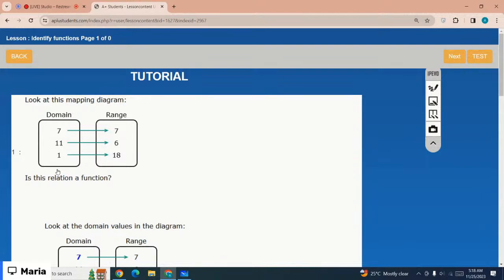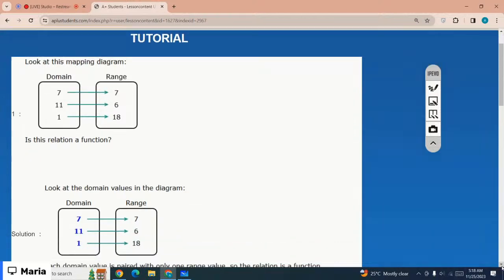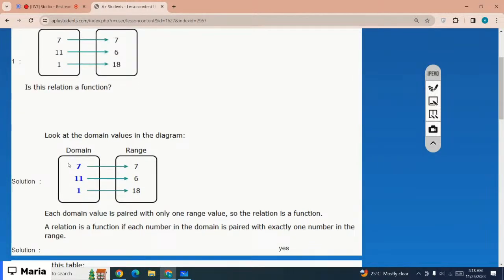Okay, look at this mapping. Is this relation a function? Yes, it is a function, right? Just look, each domain value is paired with only one range value. So the relation is a function. A relation is a function if each number in the domain is paired with exactly one number in the range, right? That is the definition of a function. If for each value of the domain there is only one value in the range, that means the relation is a function, right?